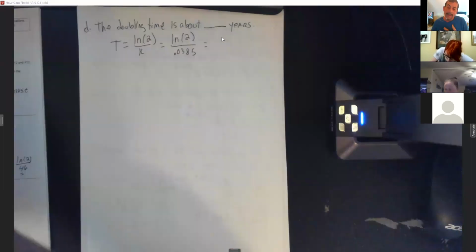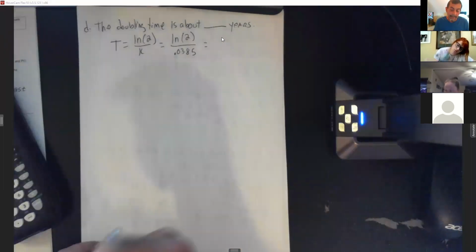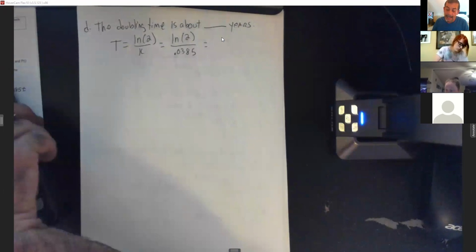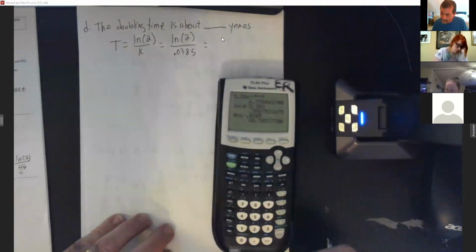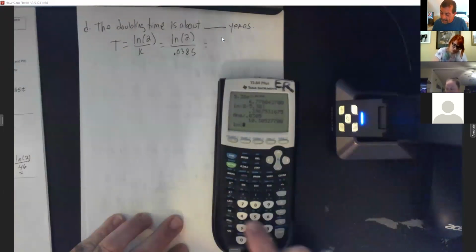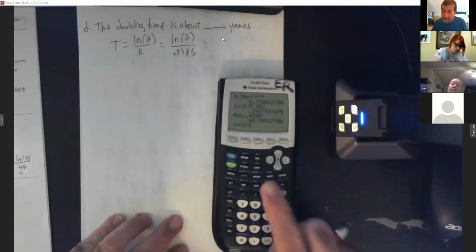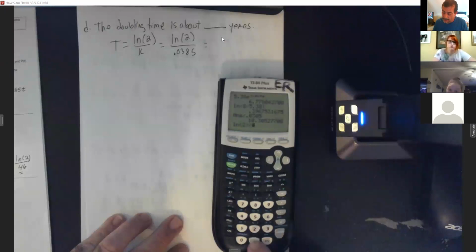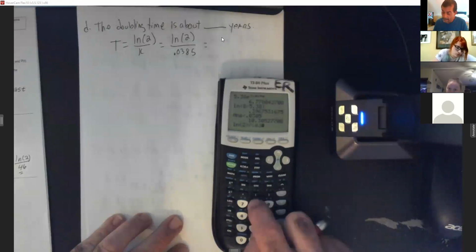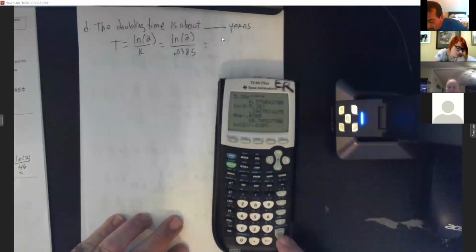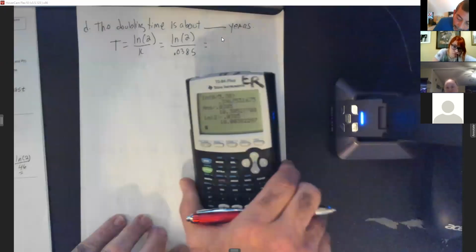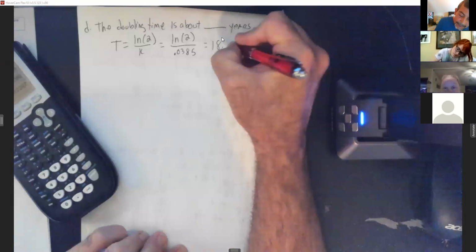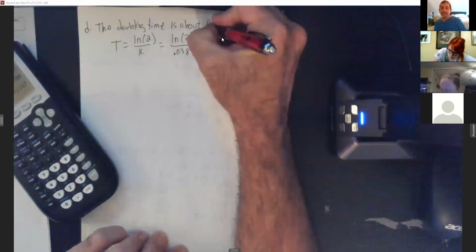So when we divide this out, we should get the amount of time it takes for that population to double. So let's see, we got ln of 2, close those parentheses, and then divide that by 0.0385. And that's going to equal about 18.0. So that'll be 18.0 years.